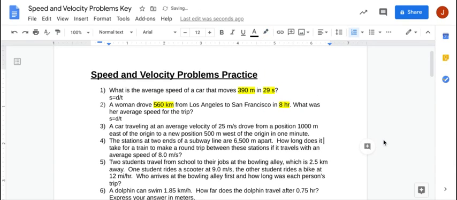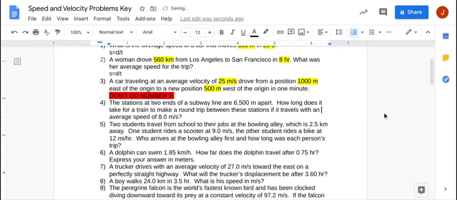Your speed and velocity is not always just going to be meters per second, but it's going to be some distance over some amount of time. So in this case, your units are going to be kilometers per hour. Sorry about that. Don't do number 3.